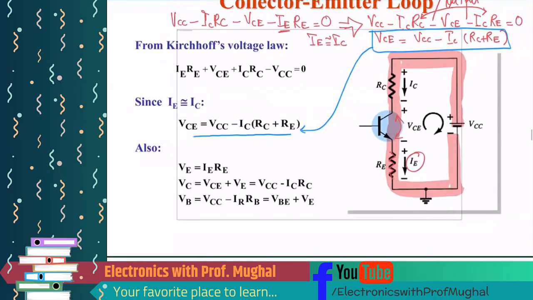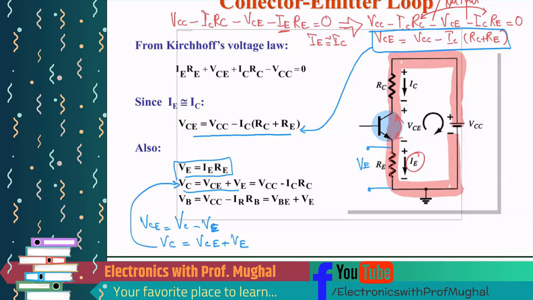Also, remember folks, VE, which is the voltage across the emitter resistor, equals IE times RE. This I have already told you. VCE equals, you look at the subscript, VC minus VE, okay, and then from here, if you want to find VC, that will equal VCE plus VE, and that's what this equation is, okay, right?